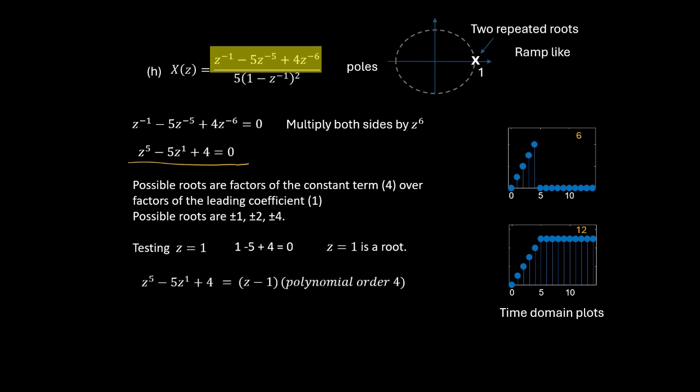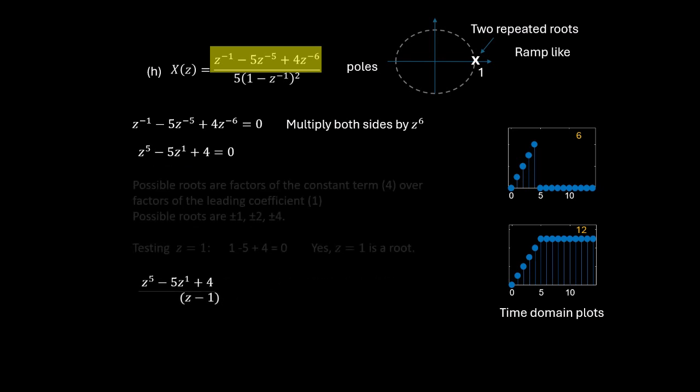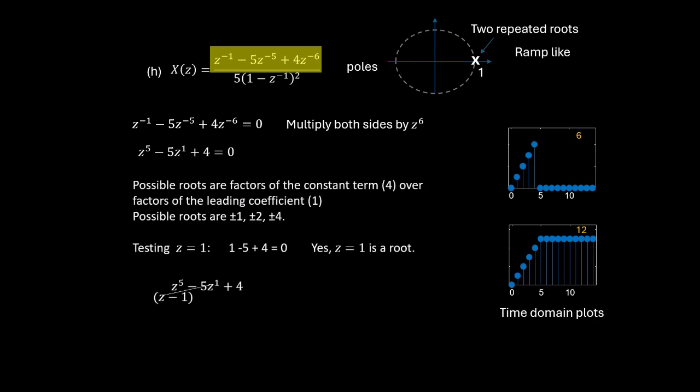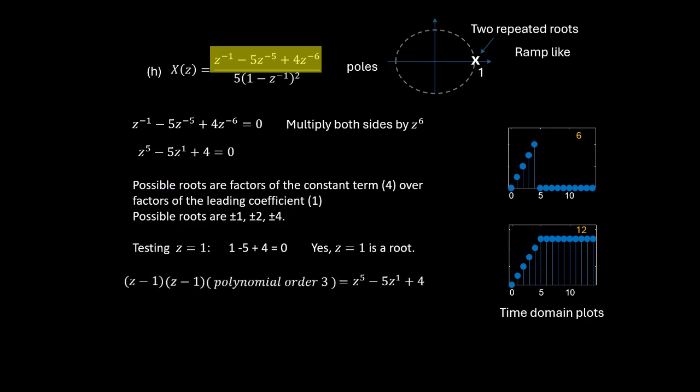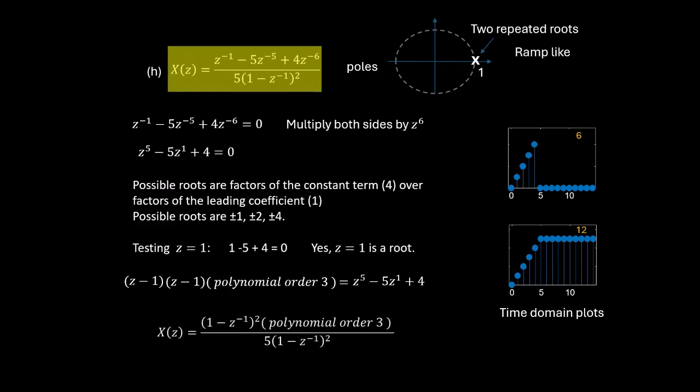Let's find another root by taking long division. We can see that z equals 1 is another root. So we have two zeros at 1 that will cancel the two poles that are located exactly at 1. This will lead us to an expression for X of z, which is a polynomial of order 3, meaning that x of n is finite.